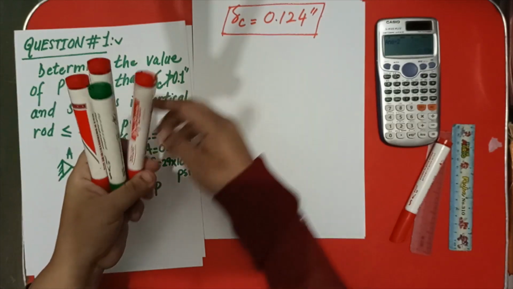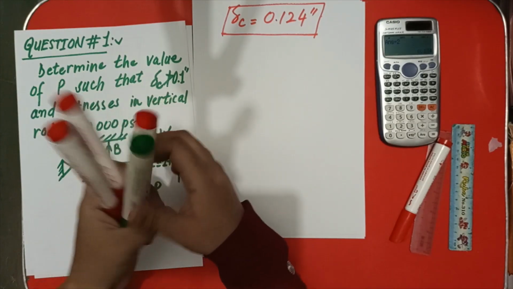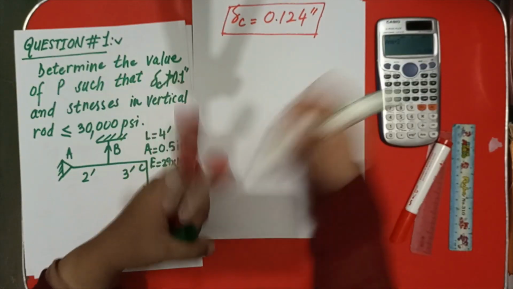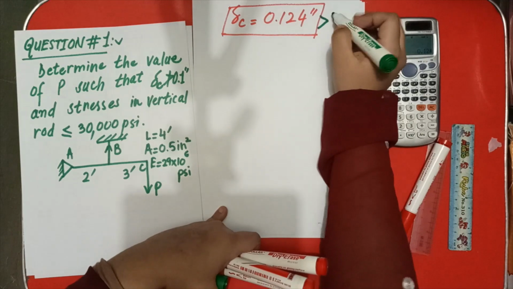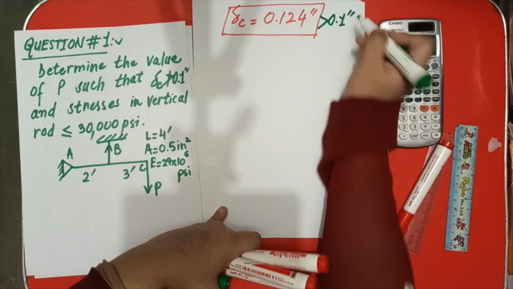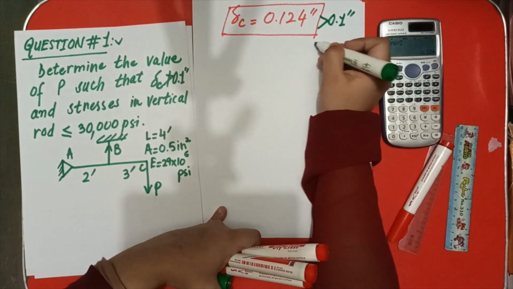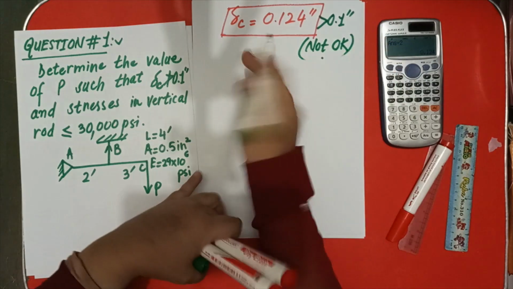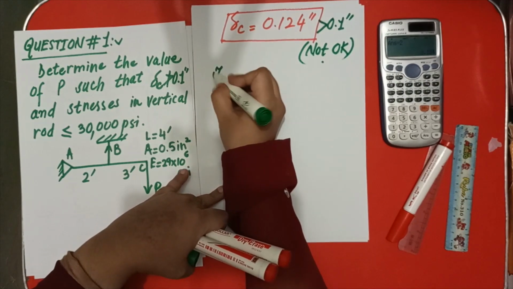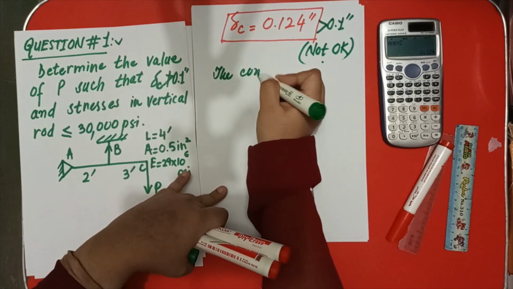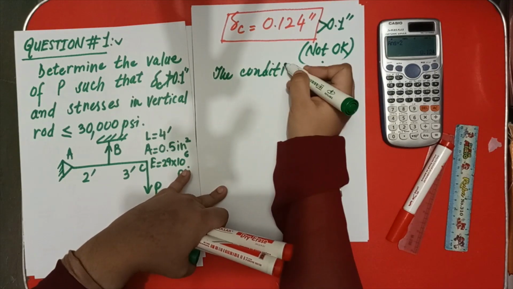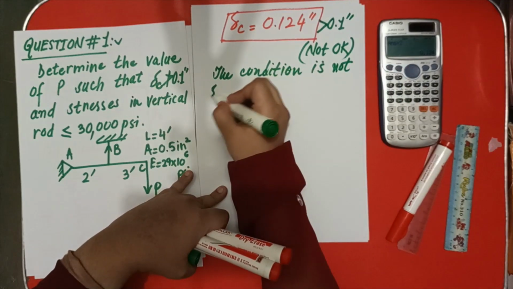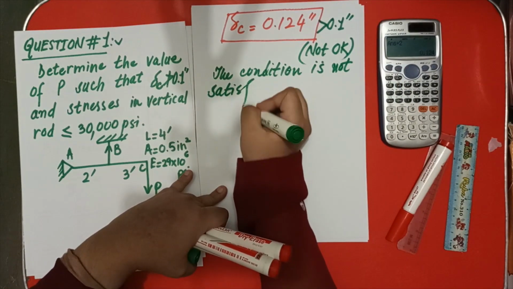So what do we have to do in the next step? So this assumption is wrong. So it is not okay. It is greater than 0.1 inches, so it is not okay. Or you can also write down that the condition is not satisfied. The condition is not satisfied.